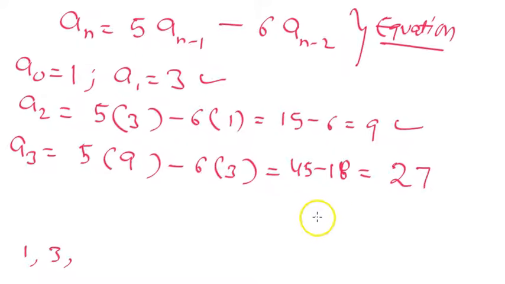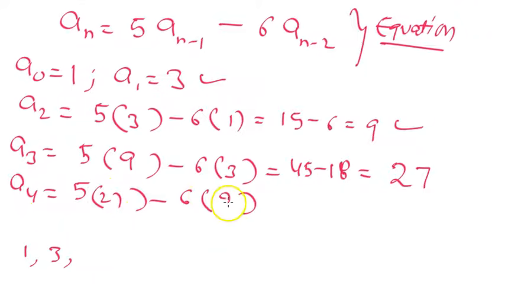Similarly you can find a4 also. a4 means 5 times the previous term minus 6 times the term before it. So what sequence did we get? These are the initial conditions, given to us, and after that a2 is 9, and then a3 is 27. You can notice we are multiplying by 3, so I think the next term will be 27 multiplied by 3, and so on. So this is the sequence we got.